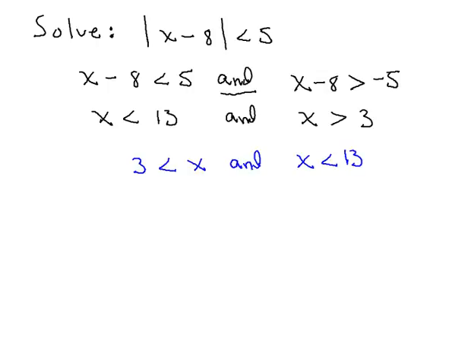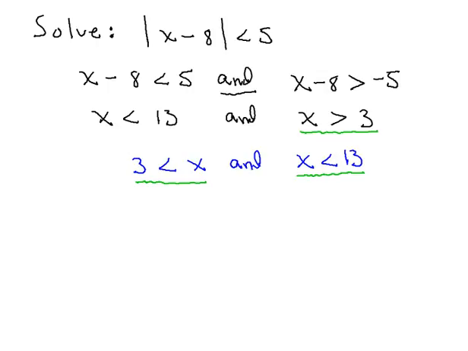Now you've seen before that it's sometimes possible to take two statements joined by and to write them in a more compact form. And to help us see how that can happen in this case, what I've done is to take the second inequality here, the x greater than 3, and write it as 3 less than x, the connector and, and then I've taken the first inequality, x less than 13, and written it there.